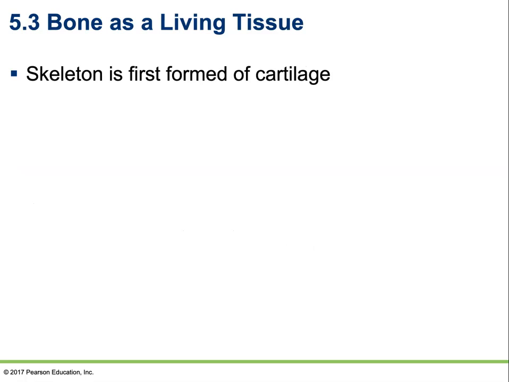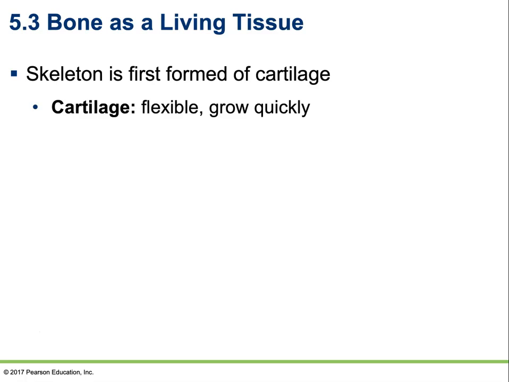Skeleton is initially formed out of cartilage. Bone tissue has a pretty significant development process. During embryonic development, most of the skeleton is going to be initially formed out of cartilage.